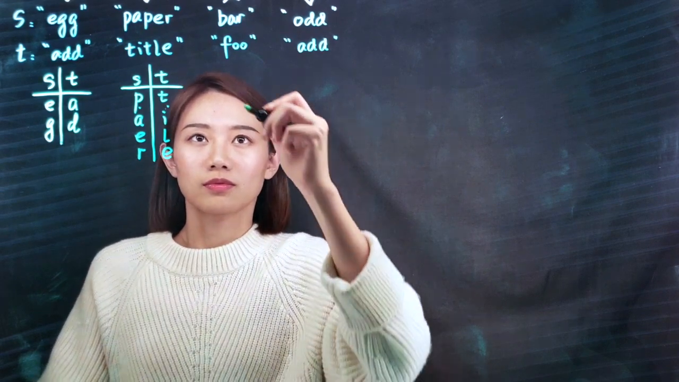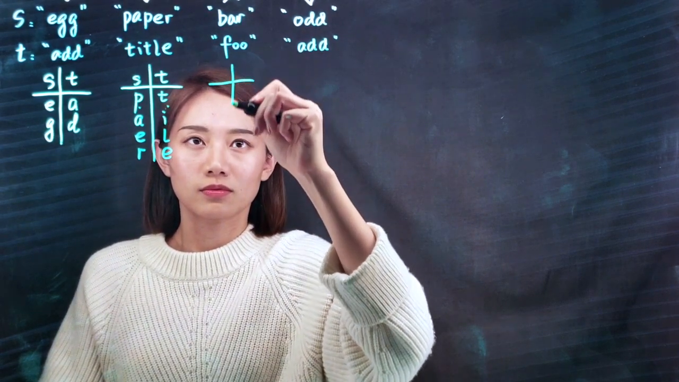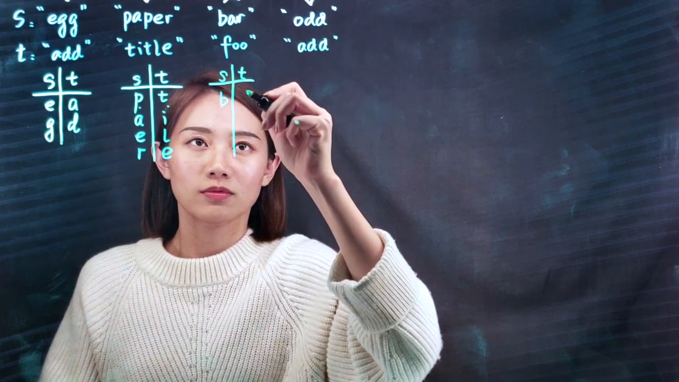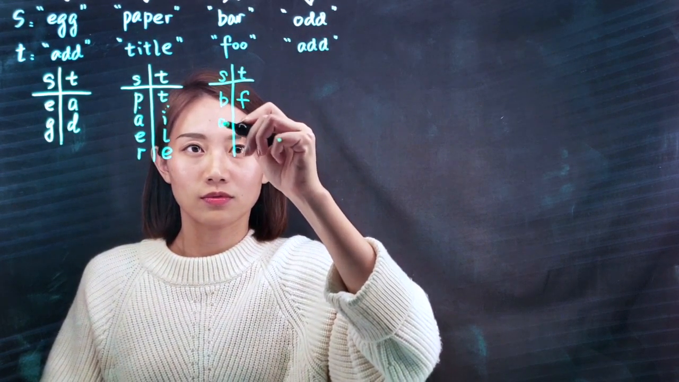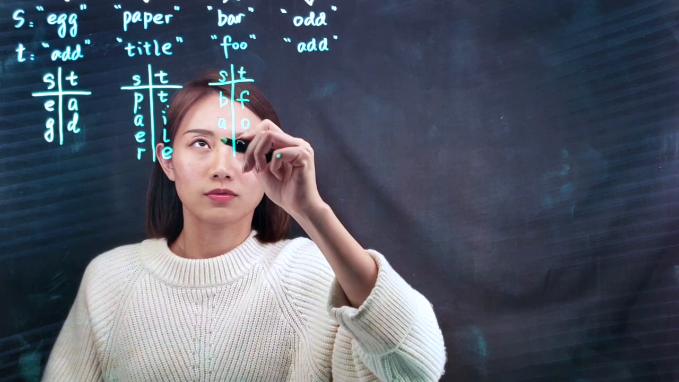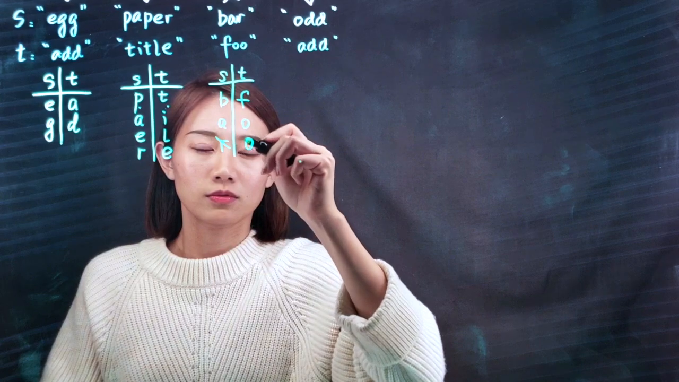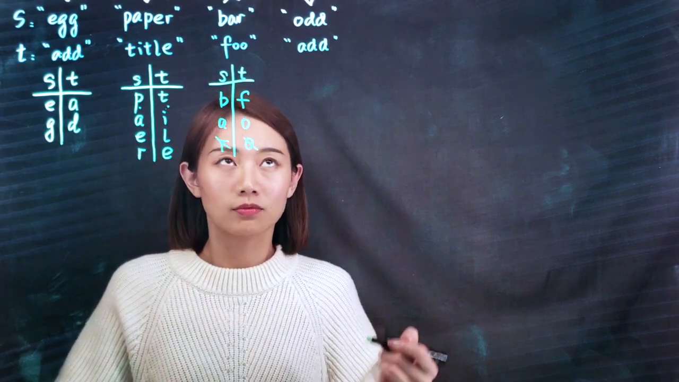Let's try something not isomorphic, which is bar and foo. Because B can represent F and A can represent O, but when it comes to R, we've already got A to represent O, so R cannot represent O. So they are not isomorphic.